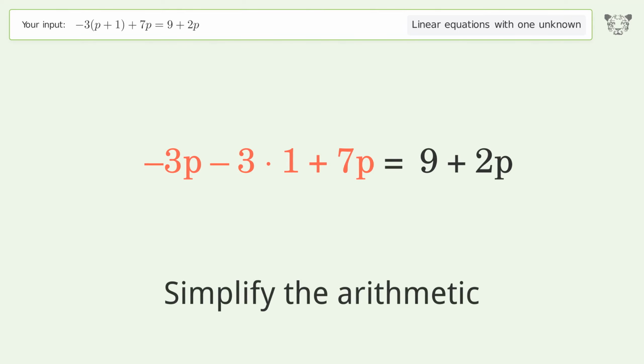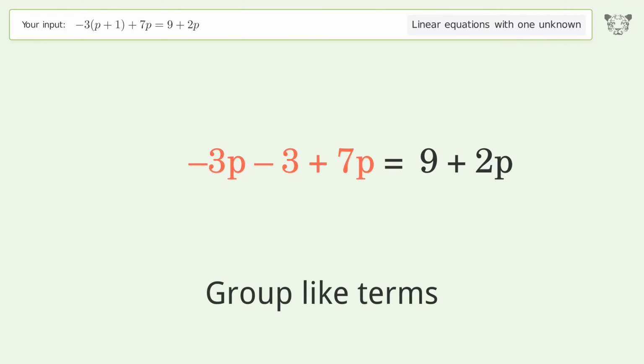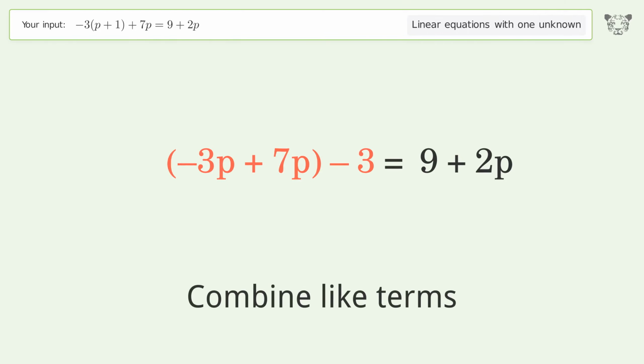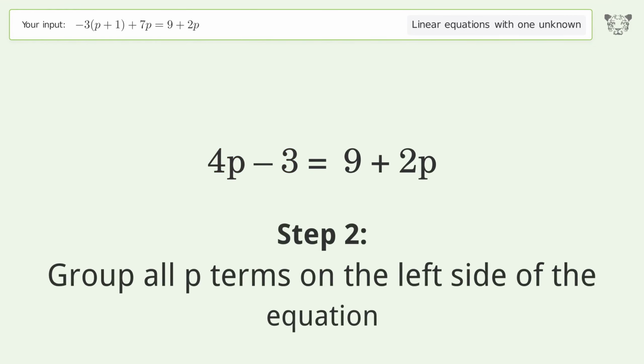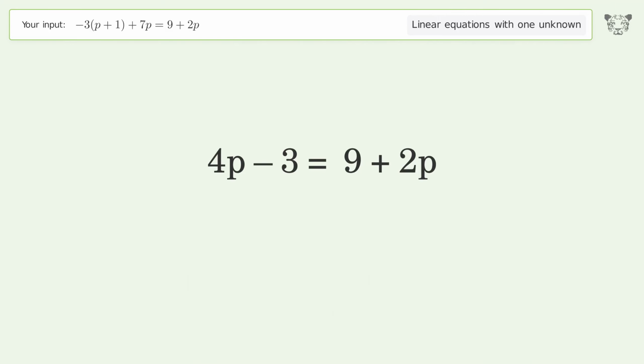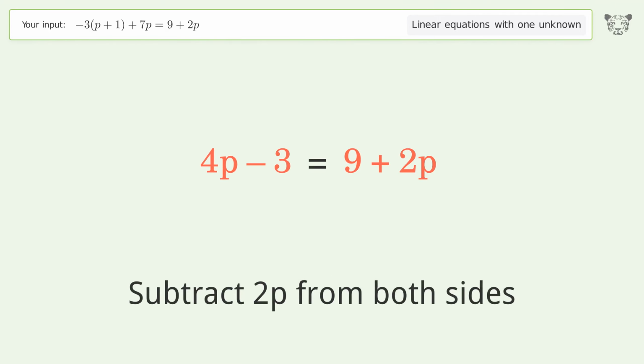Simplify the arithmetic. Group like terms. Combine like terms. Group all p terms on the left side of the equation. Subtract 2p from both sides.